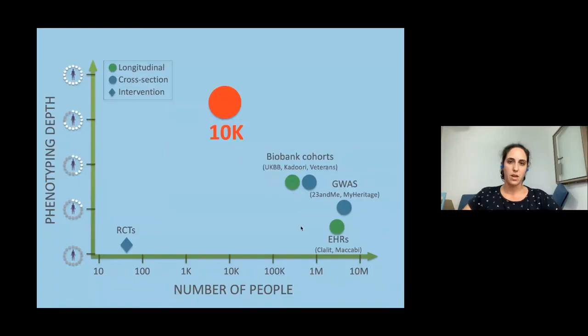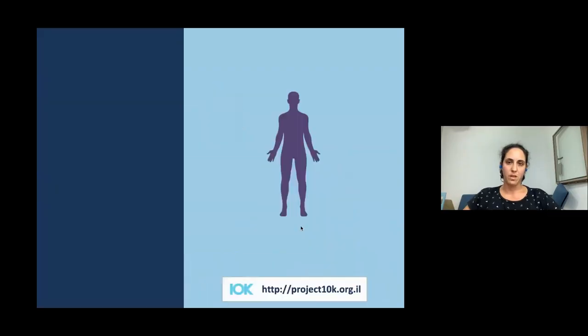Here's where we come in. Our project is called 10K. From its name, you can derive that it's 10,000 individuals, and we're deeply phenotyping each and every one of them in the hope to bridge the gap between these very large cohorts with a lot of information and the missing phenotyping depth. So what exactly are we planning on doing?